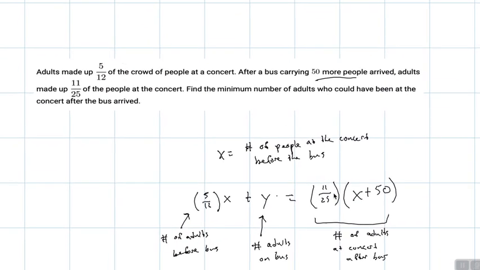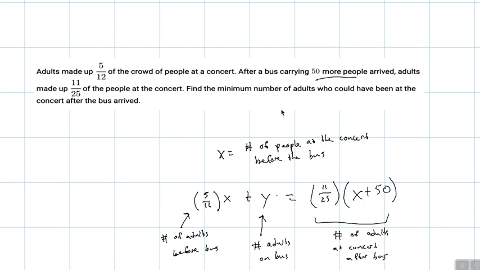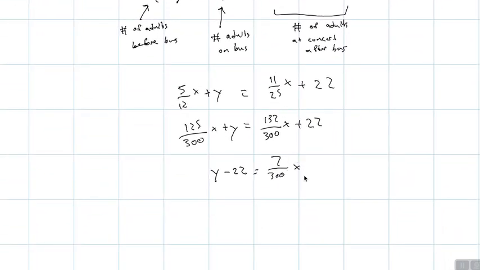We want to find the minimum number of adults who could have been at the concert after the bus. So therefore, we want to find the minimum number of people at the concert. The smallest number we can make that, we could say X equals 300 and get, this number needs to be positive, and this should be an integer. So when we plug in X equals 300, we get 7 is equal to Y minus 22. So we have Y equal to 29.